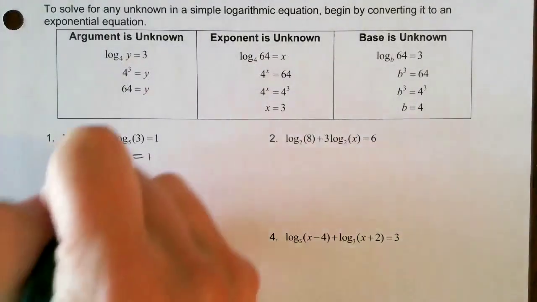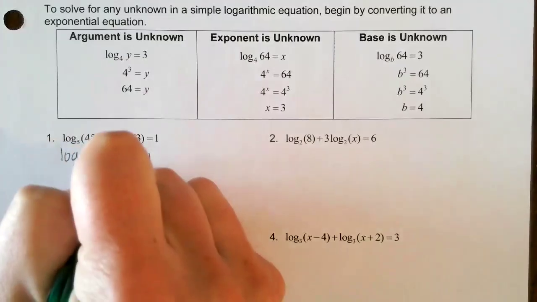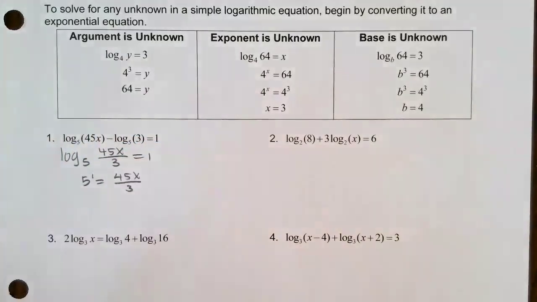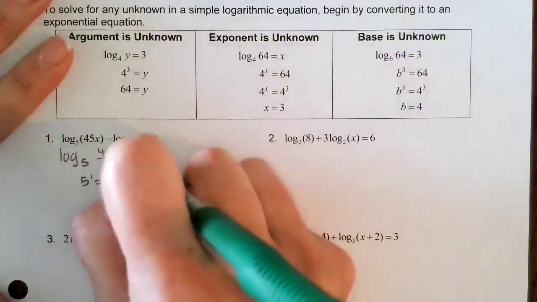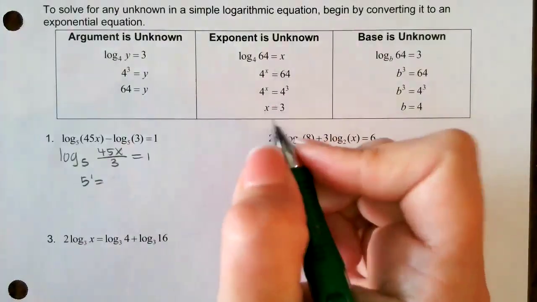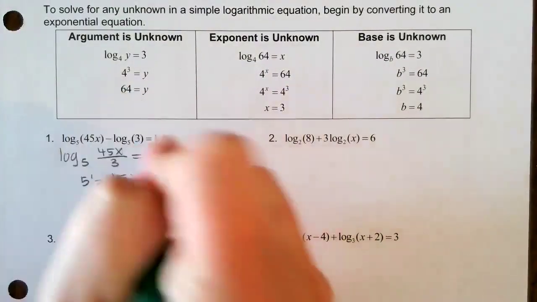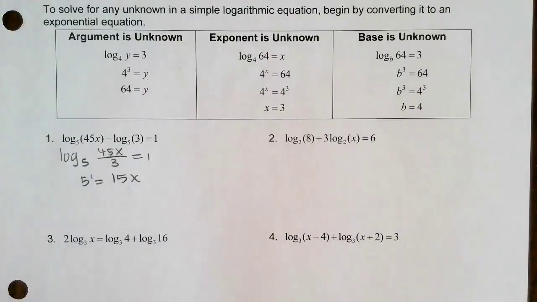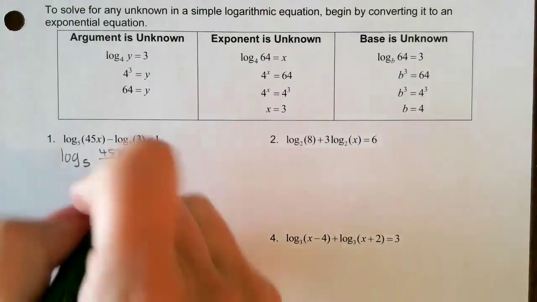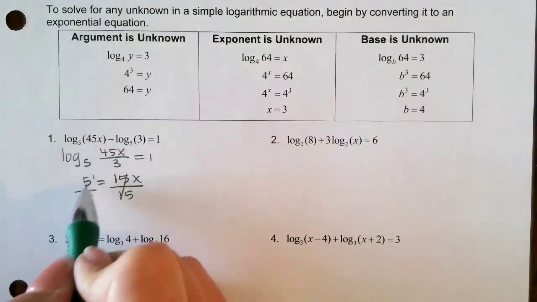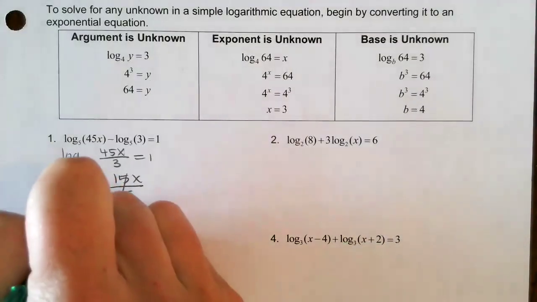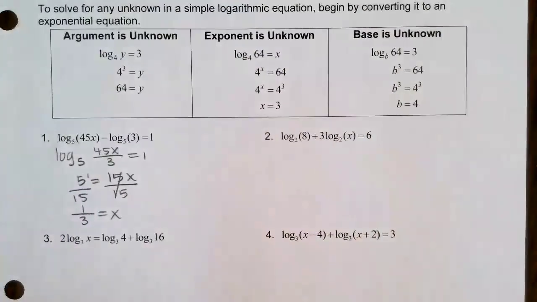Now we're ready to change it to an exponential, so we get 5 to the first power is equal to 45x over 3. Actually, let me go ahead and convert that. 45x divided by 3 is just 15x, so that's going to be a little bit easier to write. So we have 15x. And so then our last step is to divide by 15. 5 to the first power is just 5, so 5 divided by 15 gives us 1/3 would be our x. So we have solved that log problem.